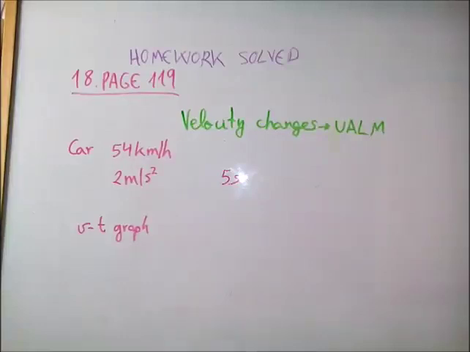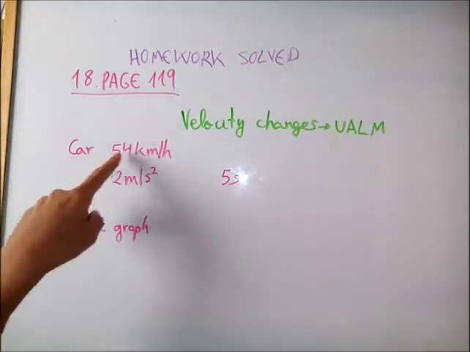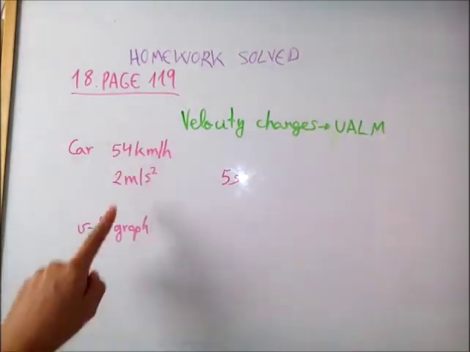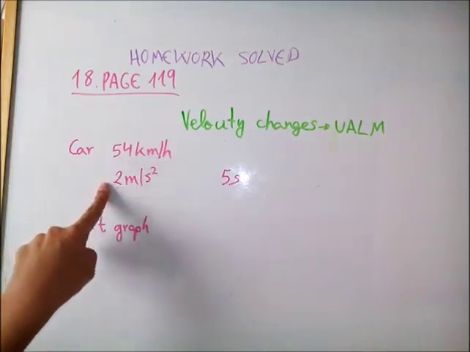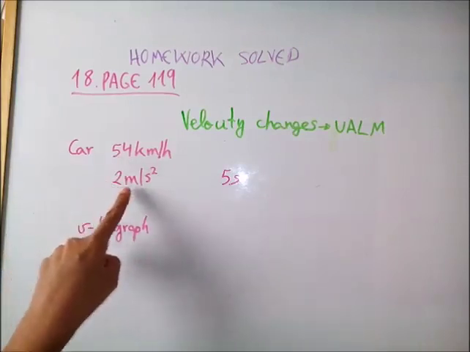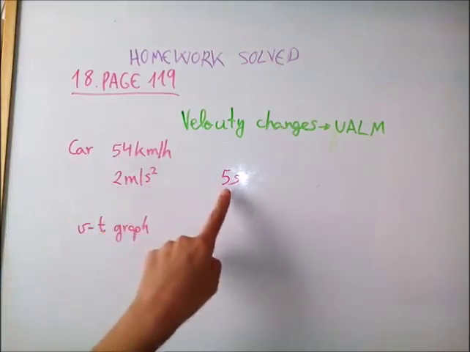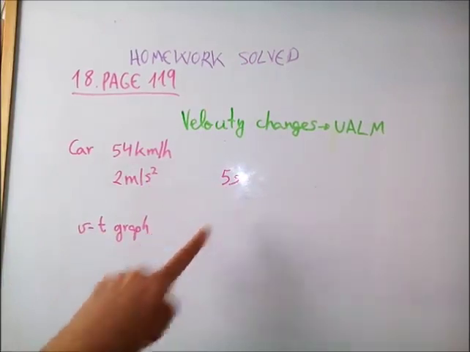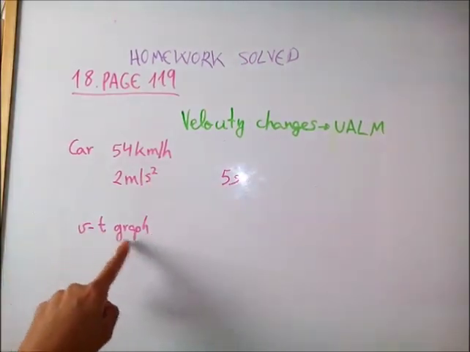Okay, now I'm going to solve exercise 18 on page 119. In here they tell me that a car is moving at 54 kilometers per hour. Then they tell me that this car accelerates with an acceleration of 2 meters per second squared during a time of 5 seconds. And they ask me to draw the velocity-time graph.